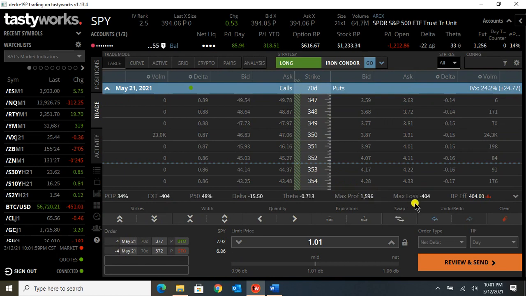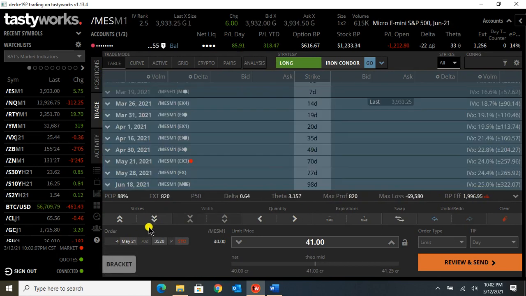put debit spreads for $400, and then after that's filled, I would go into MES and sell 4 puts that I can get for $800 total, so that when I take all of these off for 50% profit, that $400 credit that I'm left with cancels out the debit spread on the SPY. So that's the 444 hedge.